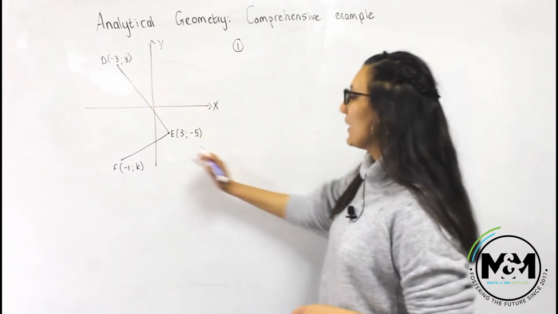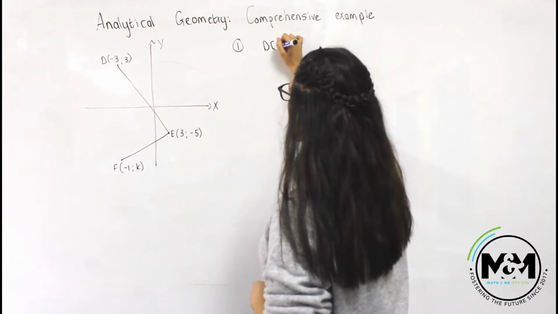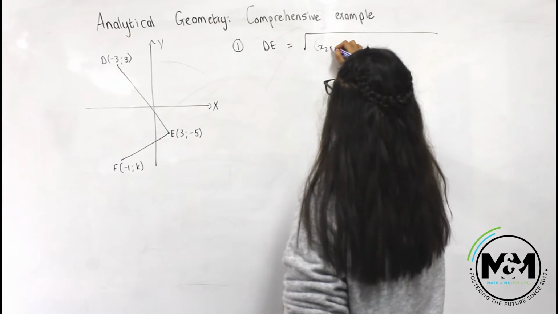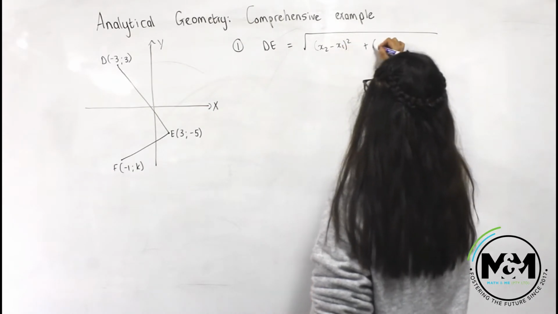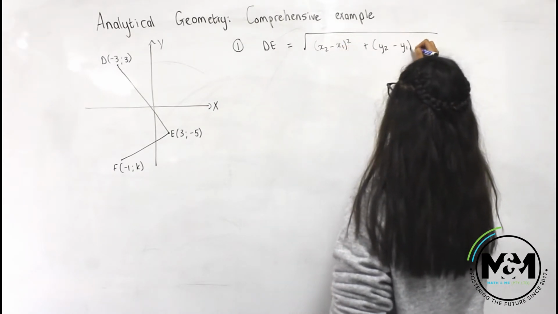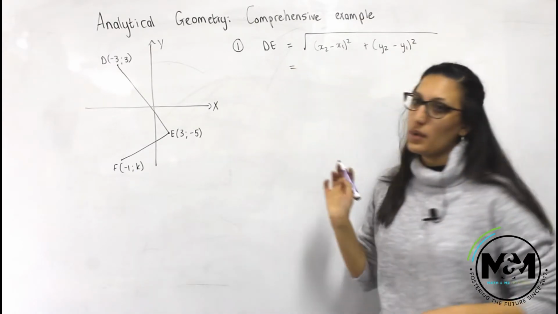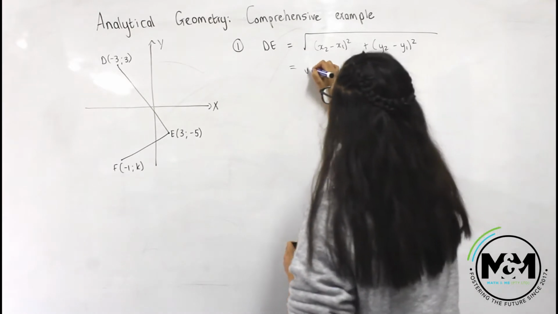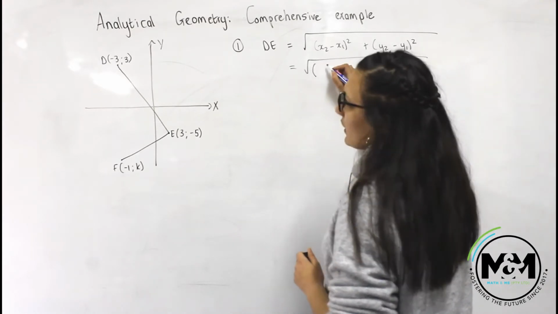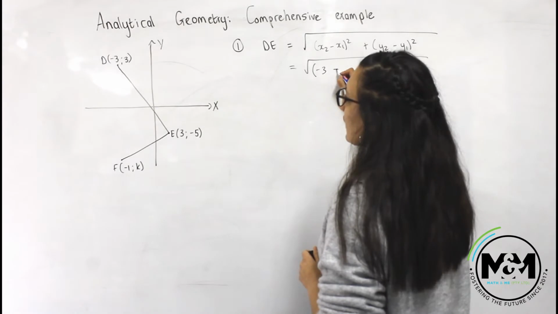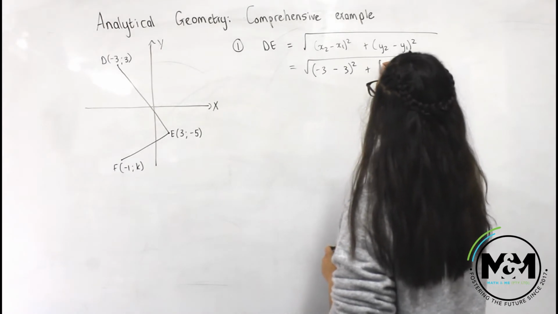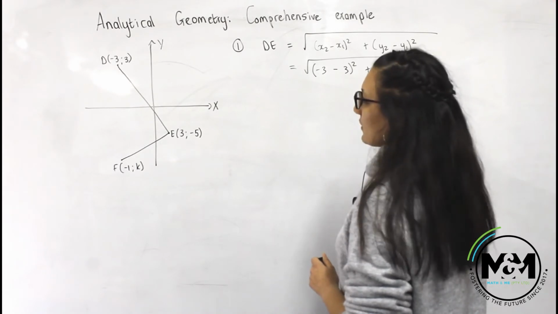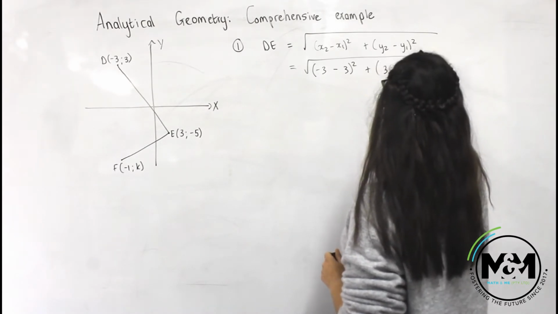Okay, so we need to find DE, the length of it, and we're going to use the distance formula now. So x2 minus x1 squared plus y2 minus y1 squared. Okay, and you're just going to plug in what you do have. So you have the coordinates for both D and E. Right, square root, I'm going to say negative 3 minus 3 squared plus y2 is 3 minus negative 5, all squared.